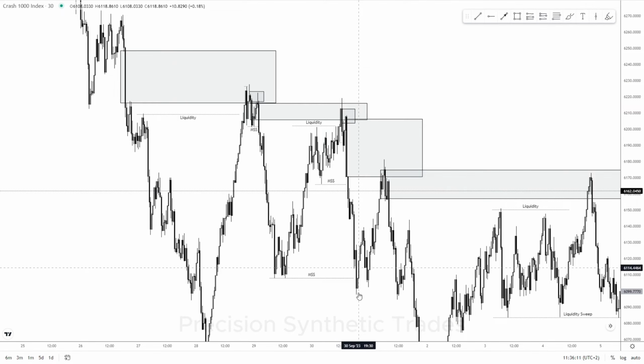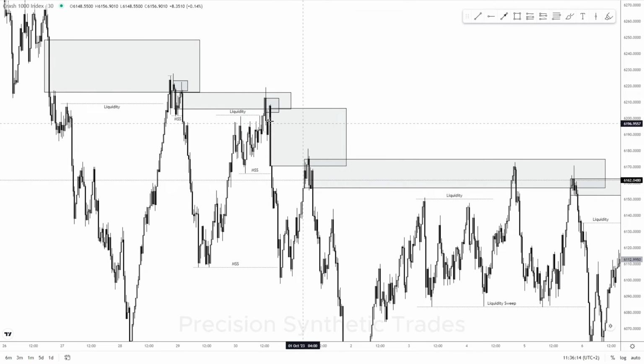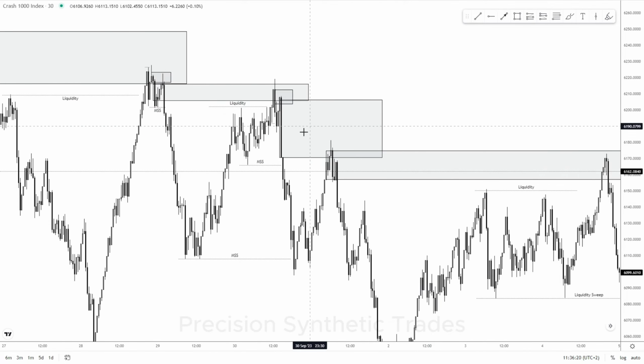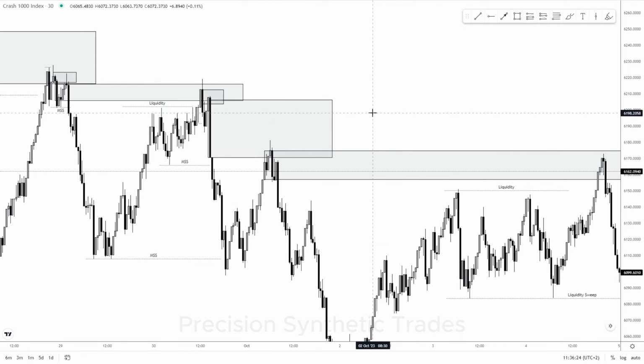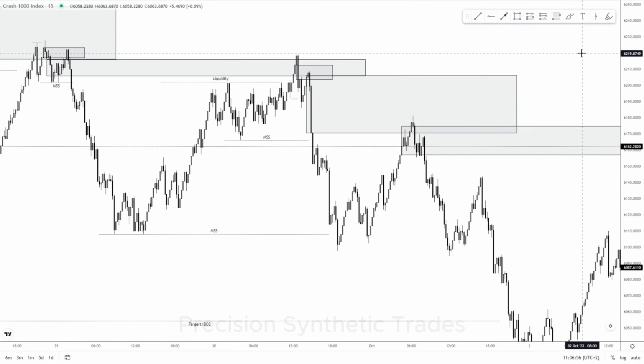Price went down. What did the market leave? A big fair value gap and an order block above it. Price entered our fair value gap and order block area. Cool. Let's go to the lower time frame and see how we got in our entry here. Alright, here's the lower time frame. There's that order block and fair value gap. Price came down, entered the area.